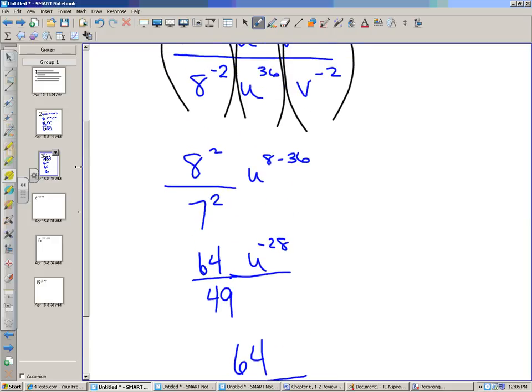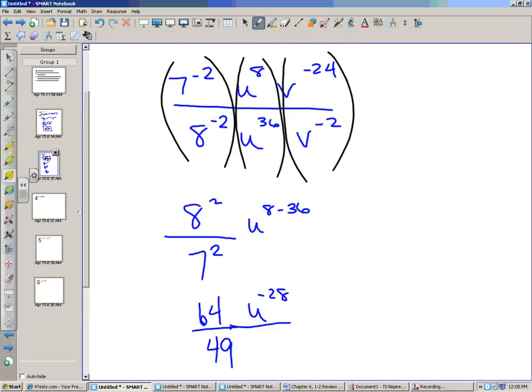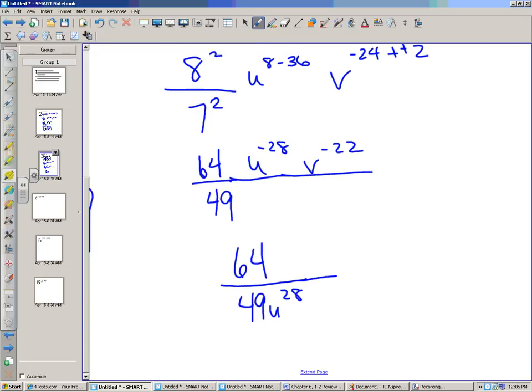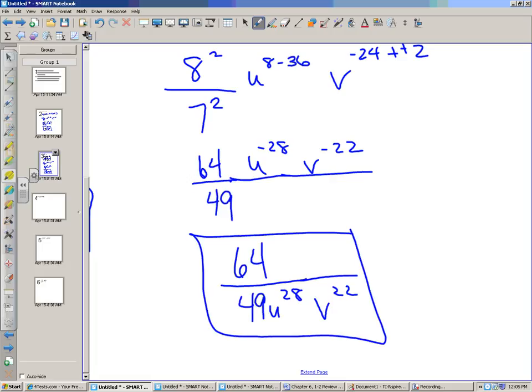Now what do I do? The v to the what? So negative 24 minus negative 2. So minus a negative 2 is what? Plus, so what's that going to become? Negative 22, extend the fraction, and where does it go? It goes down to the bottom to become v to the 22nd down there. And we're done. Does that make sense? Is it as hard as what you thought it was?